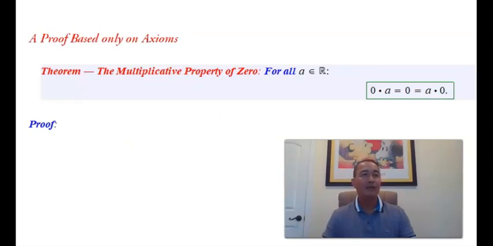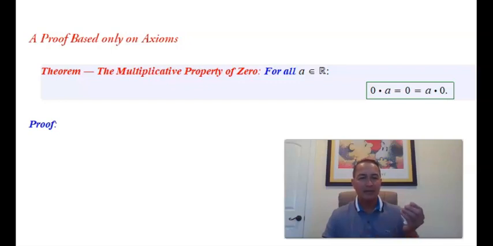Okay, so now we come to our first major example. We will prove this theorem using only the 11 field axioms and a couple of other techniques and devices that we'll mention when we get there. So we are going to prove the multiplicative property of 0. It says, for all real numbers a, 0 times a has to be 0. And of course, a times 0 is also 0. And of course, you might say, well, everybody knows that.